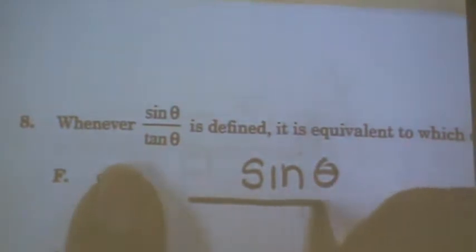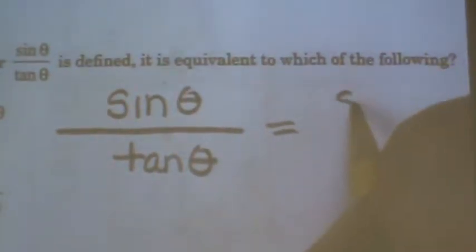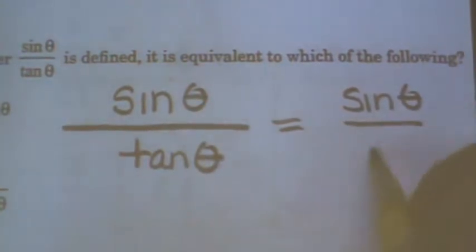Okay, this is an easy one. What did I tell you tangent is equal to? This is what you have. Sine of theta over tangent of theta. What did I say another name for tangent is? Sine over cosine. This is really easy.